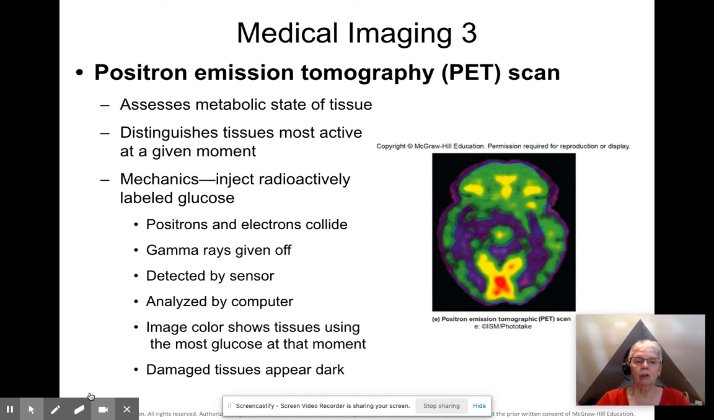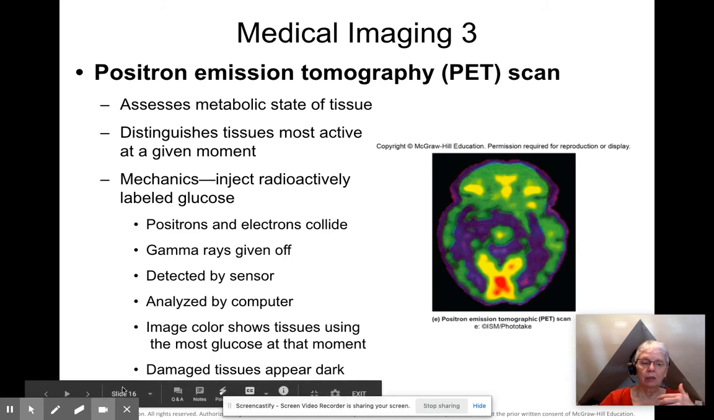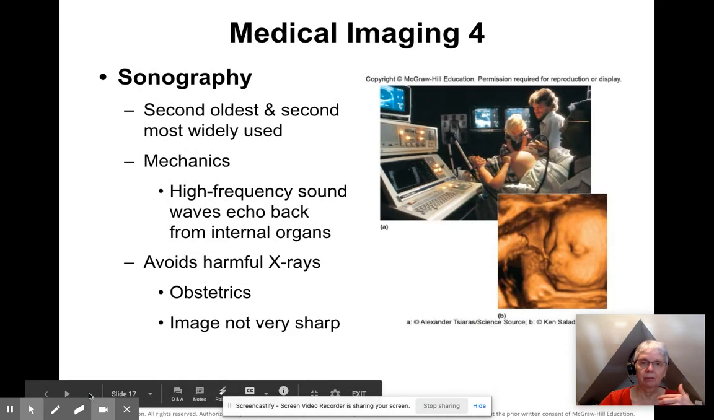And then you start looking at positrons that are being given off. And as you're looking at that, you can see where most of the glucose goes to. So if it's a cell that's rapidly dividing, you're going to get a lot of glucose in there. Tumor cells rapidly divide. Anything that's not dividing and is damaged will show up darkly, and so you don't get to see anything from it.